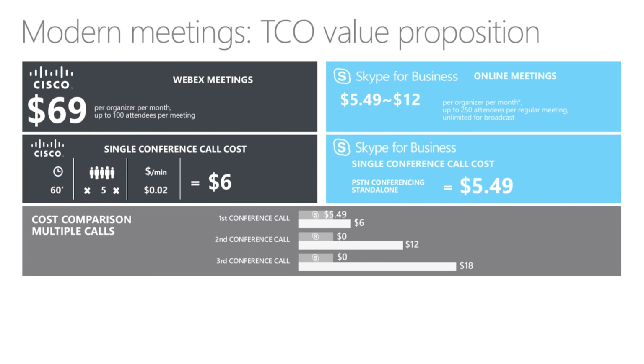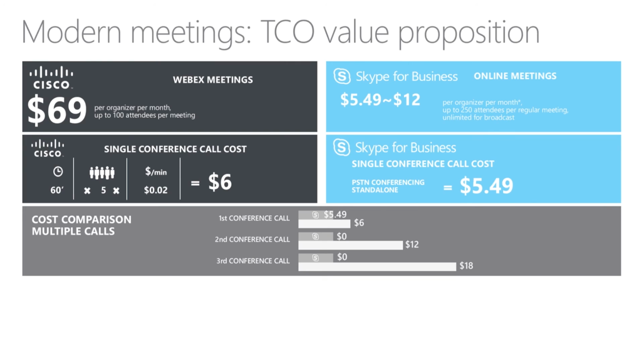Now, if we do a double-click on the WebEx meetings, let's say we want to do a 60-minute meeting with 5 attendees, the audio bridge would cost something like $0.02 per minute of usage, which is for 5 attendees for 60 minutes, this would be a $6 cost. If you're going with the $5.49 option from SureWeb, this would include the PSTN conferencing add-on, which is the conferencing bridge powered by Microsoft.